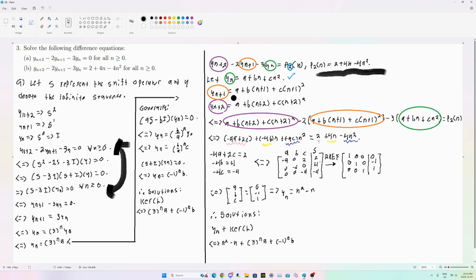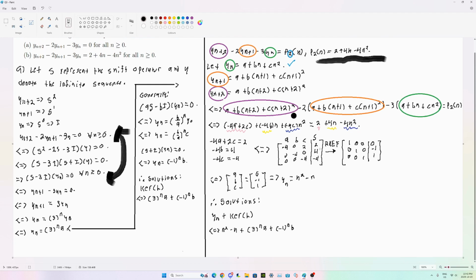So y_{n+1}, given we have our y_n up here, is just going to go to a plus b(n+1) plus c(n+1) squared. Same thing for y_{n+2}. And then you just get this ginormous mess that you're going to have to expand, group together and simplify. That's just going to be a lot of clutter. Basically, you just expand this and simplify it as best you can.